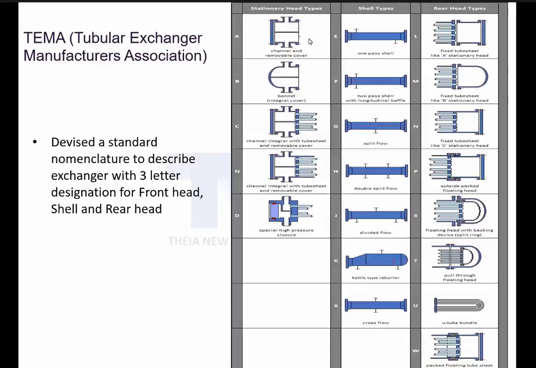So the most common is A and B. So this is the shell. I will explain you later. Now, the fixed tube A, E, M. So when you have a fixed tube, it can be A, E, L or A, E, M. People generally make a mistake.